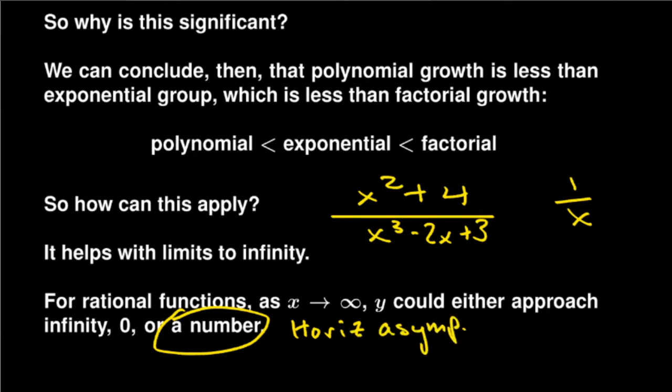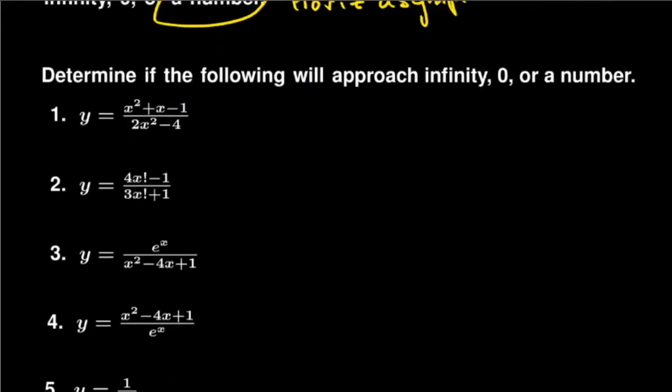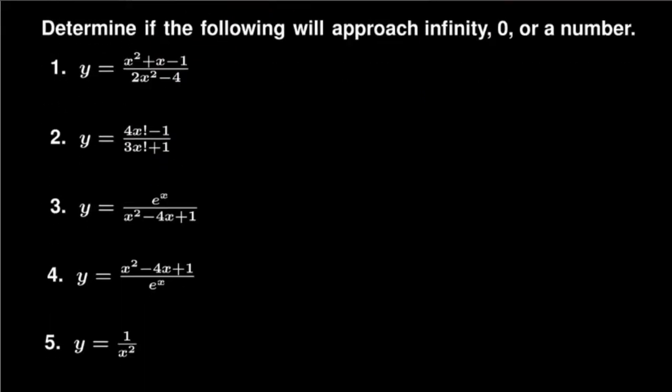Alright, let's practice that a bit and determine if these each approach infinity, 0, or a number. So let's compare the growth rates. On top, we have that and that as the dominant terms. We essentially have x squared over 2x squared. So they grow at the same rate, so this is pretty much just going to approach some number.